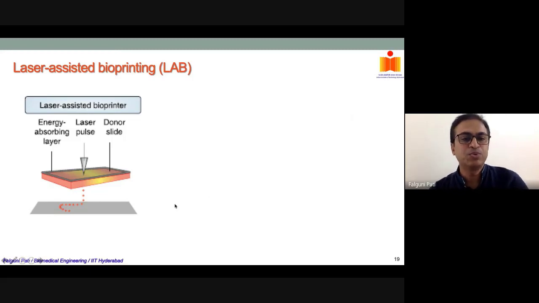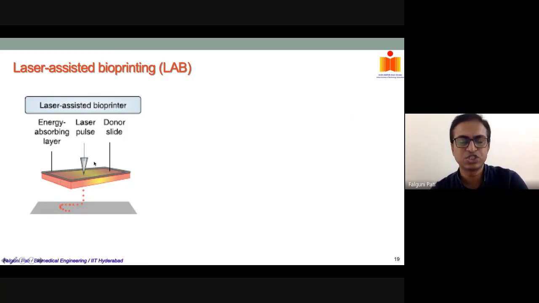Here we have some kind of ribbon-like structure. The ribbon consists of a very first layer of glass or quartz, and the next layer is an energy absorbing layer, maybe made up of mostly gold, and then the top layer is the bioink, a cell-laden hydrogel viscous material that is coated inside.